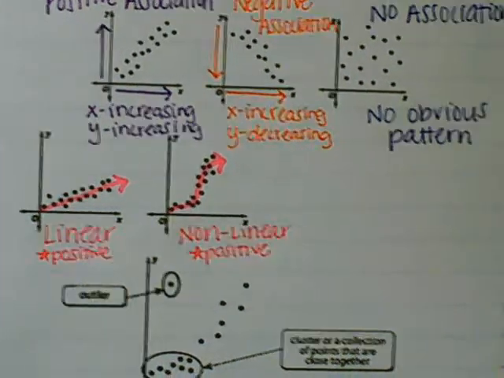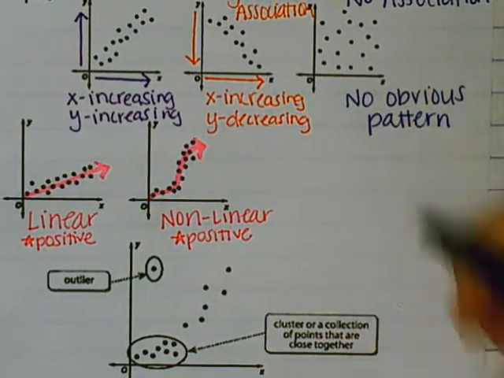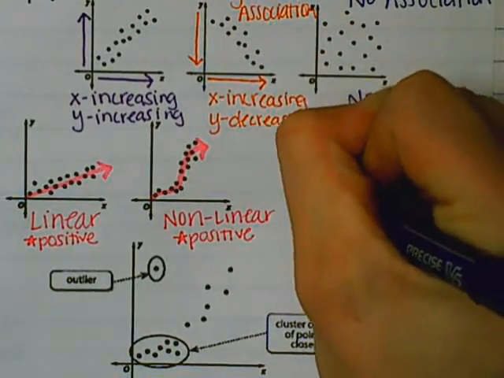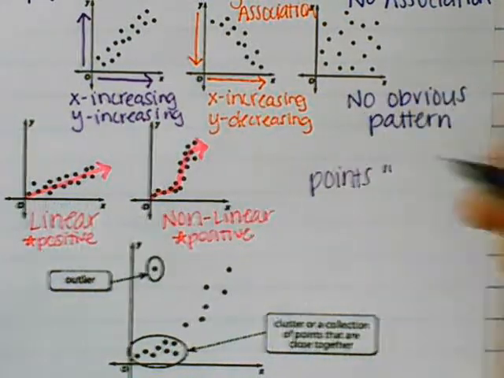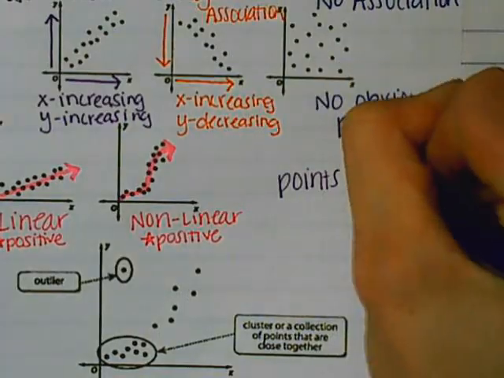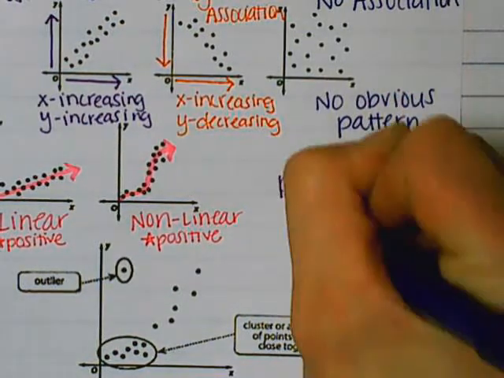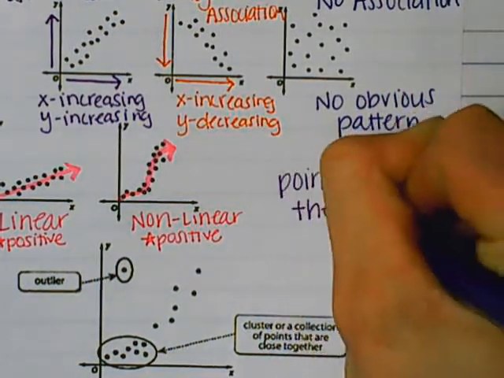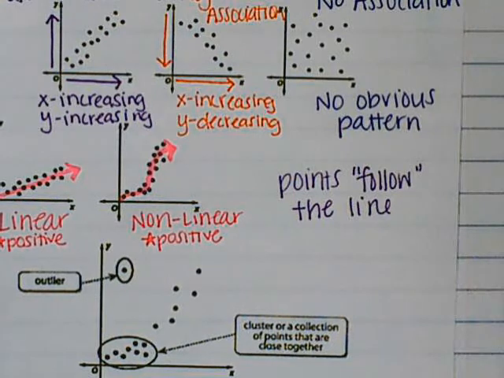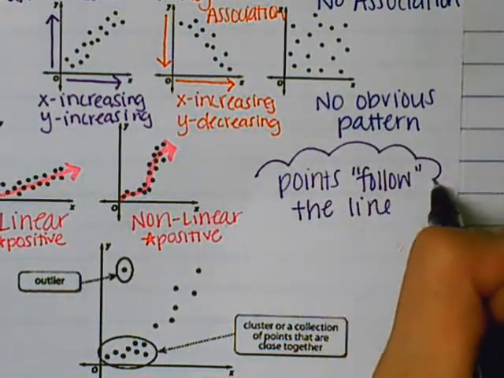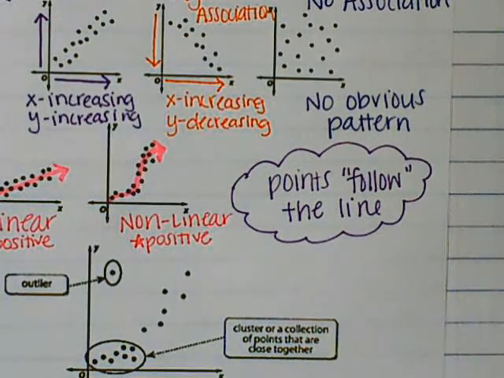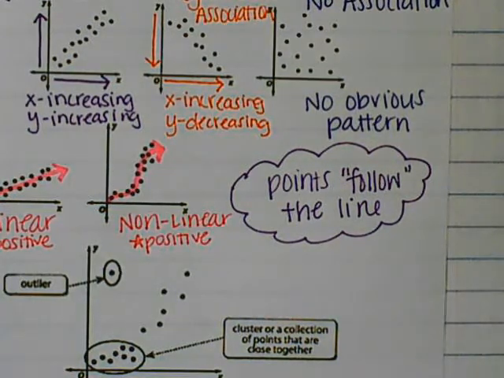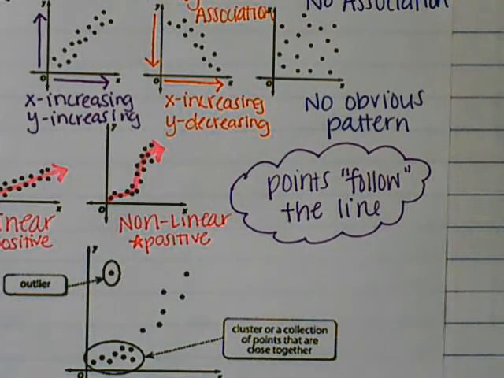So whenever we're looking at whether something is linear or nonlinear, we're looking at the line that we drew. Do the points follow the line? If the points follow a straight line, we would say it's linear. If the points follow a curved line, we would call it nonlinear.